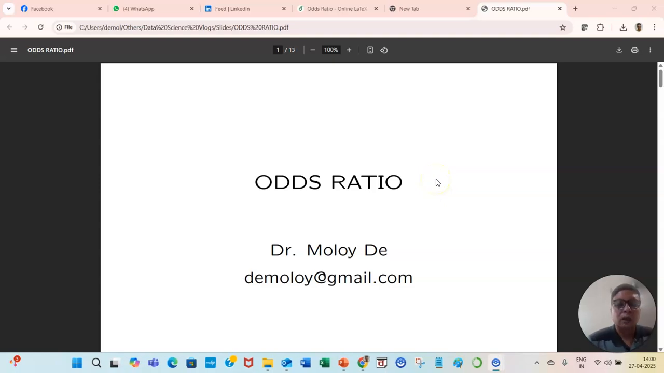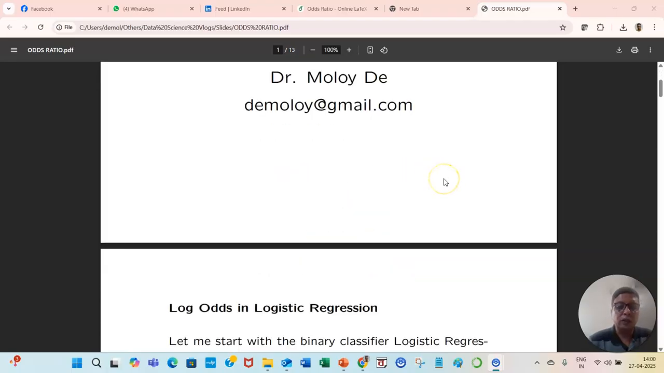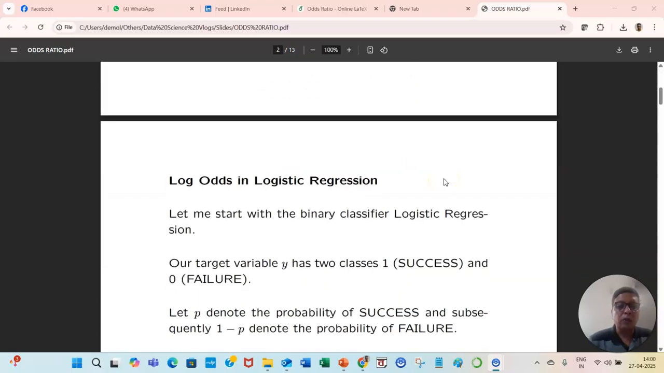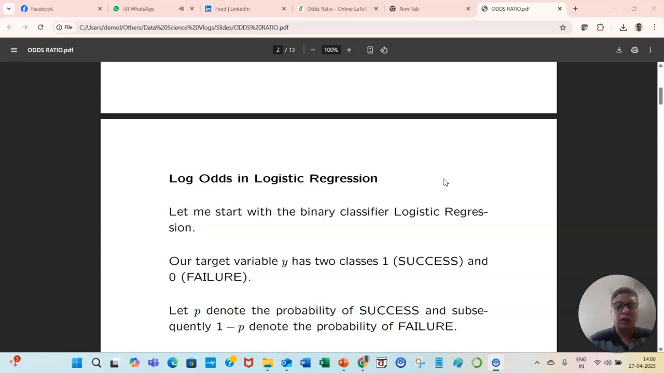Hello friends, today I shall be talking on odds ratio, an important and confusing concept in data science, biostatistics, statistics, and in many areas. Odds ratio is easy to define, but the way it is sometimes used in many cases confuses us. Let us start with log odds in logistic regression.